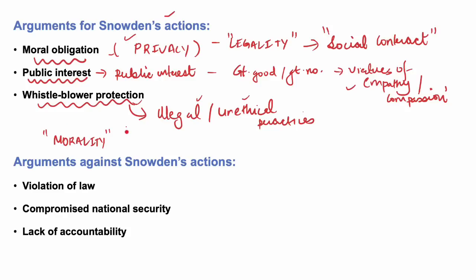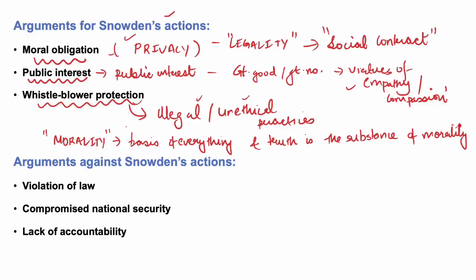And while answering, we can also mention a quote used by Mahatma Gandhi that morality is the basis for everything and truth is the substance of morality. So thereby, by highlighting the actual activities of the government and speaking the truth, Edward Snowden's actions can be justified. But at the same time, we have to look at the arguments that are against Snowden's action.